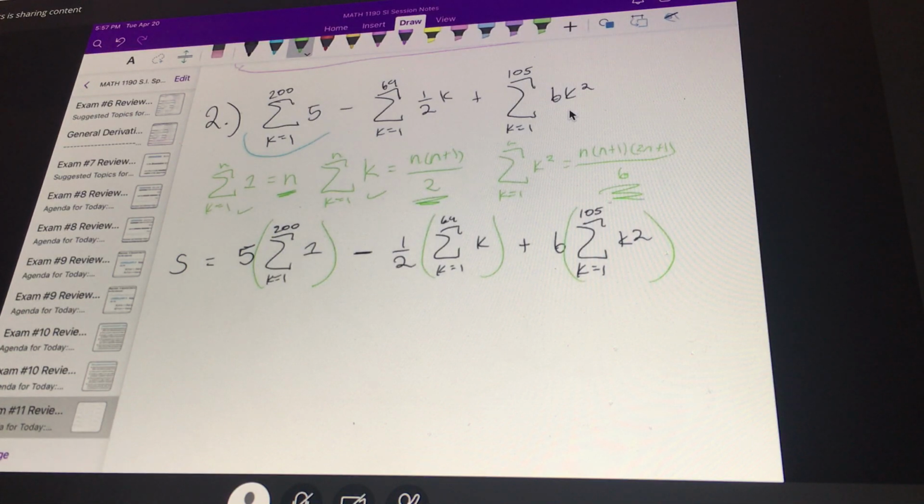All I did was use that constant multiple rule where we pulled out our multipliers. We pulled out that 5, we pulled out the 1/2, and then we pulled out that 6. And since those summations look very similar to the identities we have, except that n is a number, we can substitute for that formula. Before we do that, let's write down our n values. Our first one is n is 200, second one, our n is 64, and our third one, our n is 105.